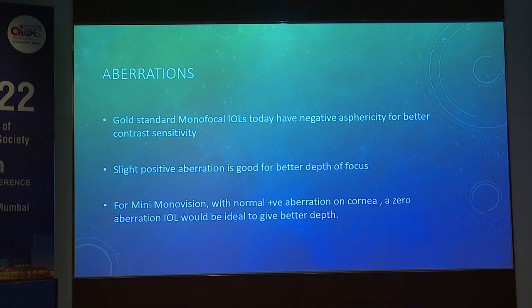And that is why for mini monovision, with a normal positive aberration on the cornea, which is usually about +2, a zero aberration IOL will be a good option to give that better depth of focus. So if you give better depth of focus to these monovision patients, the near vision also will get corrected. So you will be able to give patients distance, intermediate, as well as near in the non-dominant eye. Because of that depth of focus, the patients will see intermediate as well as near.